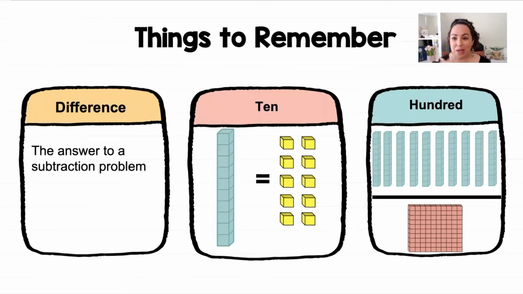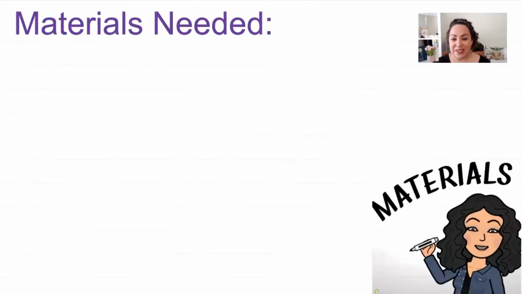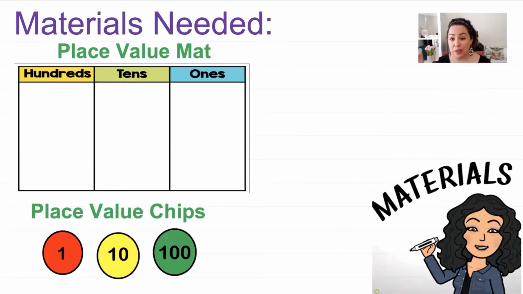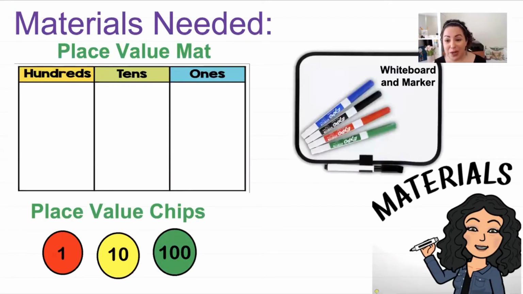Things to remember: our difference is the answer to a subtraction problem. 1 ten is equal to 10 ones, 10 tens is equal to 100, and to get started, we do need some materials. If you have a place value mat and those place value chips, pull those out because those will help you a lot. And if you have a whiteboard and a marker, you can also use that. But remember, if you don't have those things, you can also use a paper and a pencil.